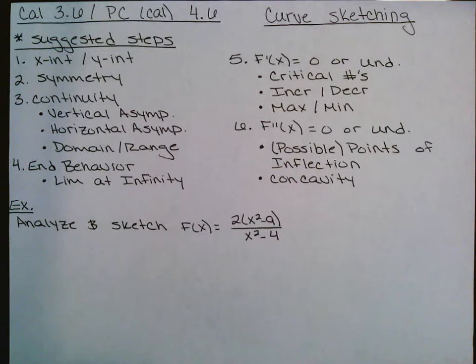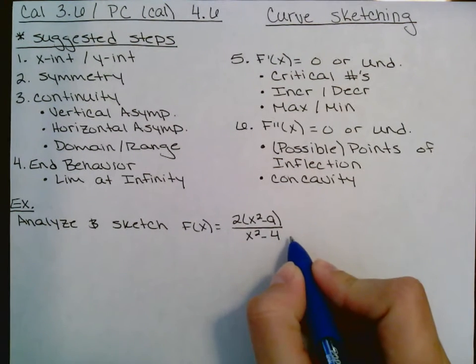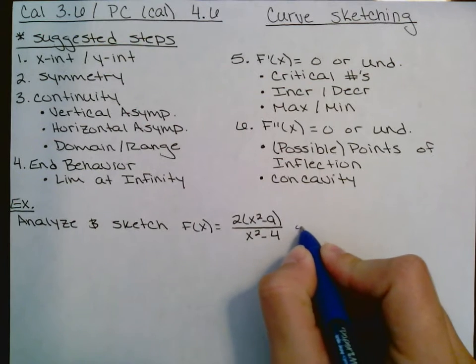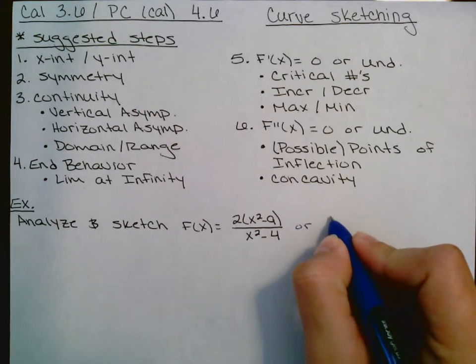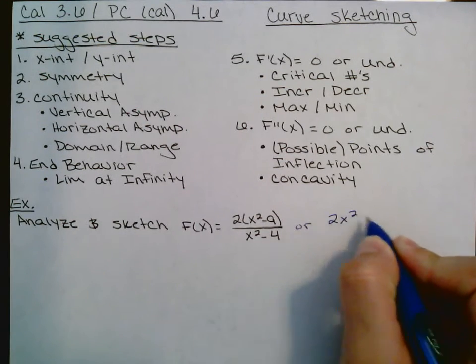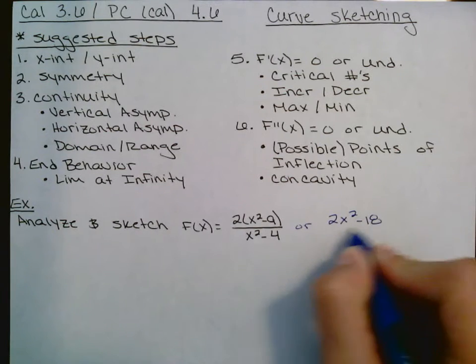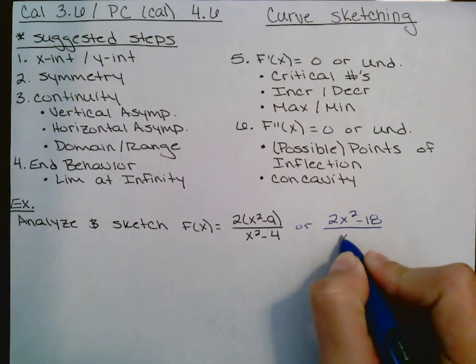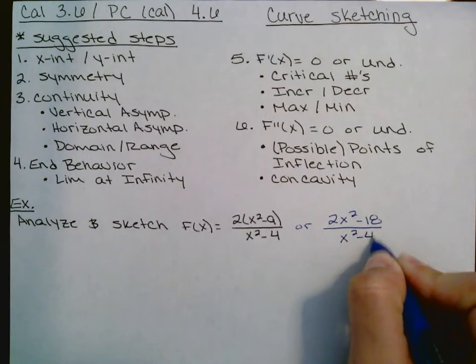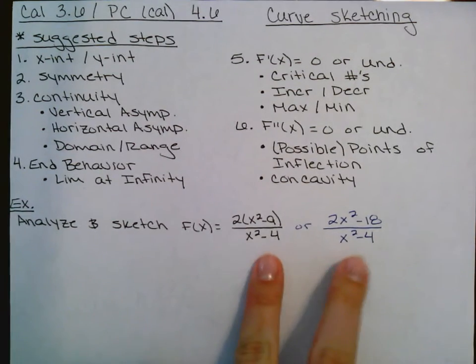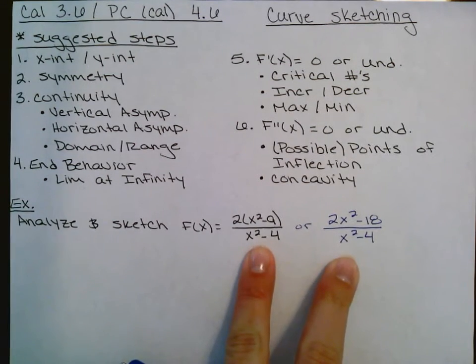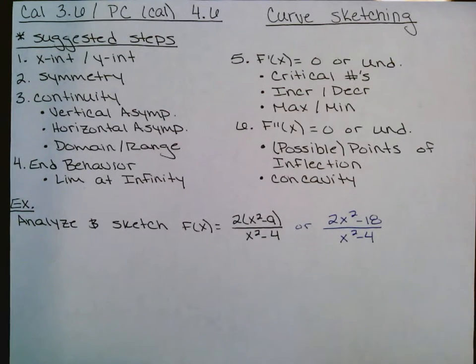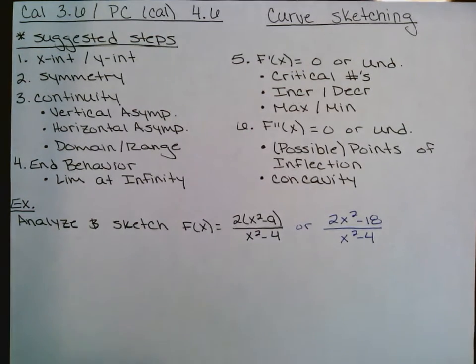Okay? So let's go ahead and look at this first question. I want to give you a second option. Anytime I see a question like this, I know that I can use it as is, or I can distribute that 2 and call it 2x squared minus 18 over x squared minus 4. So that's going to give me the ability to use it in 2 different ways depending on what I feel is easiest for myself, okay? So step 1, let's look for the x and y intercept.